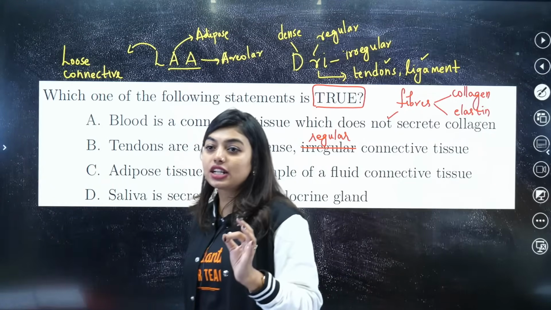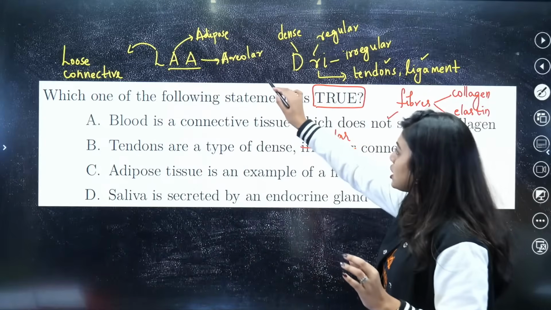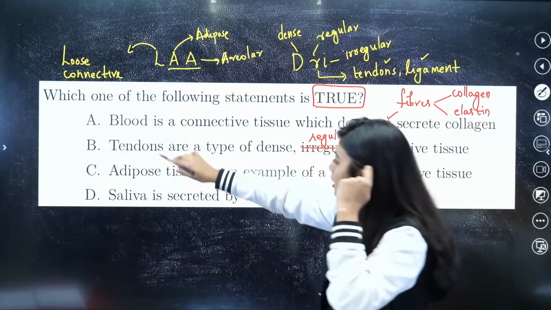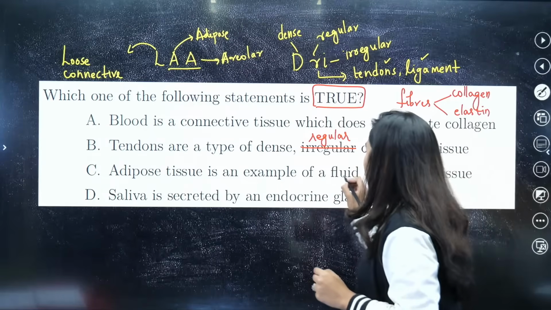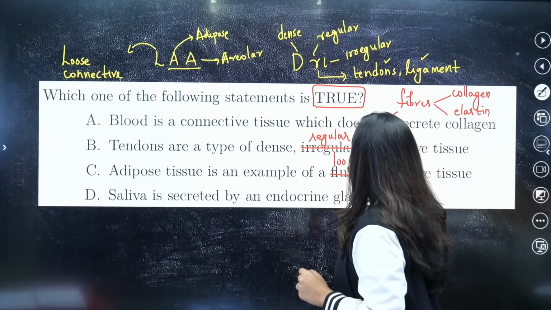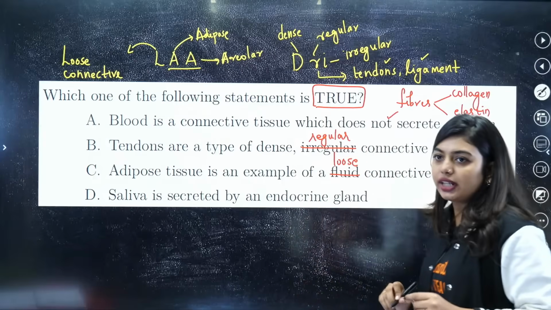Very good. The answer is loose connective tissue. Students, look here. Adipose, areolar. Adipose tissue is an example of fluid connective tissue? No, it is an example of loose connective tissue. Okay, got it?